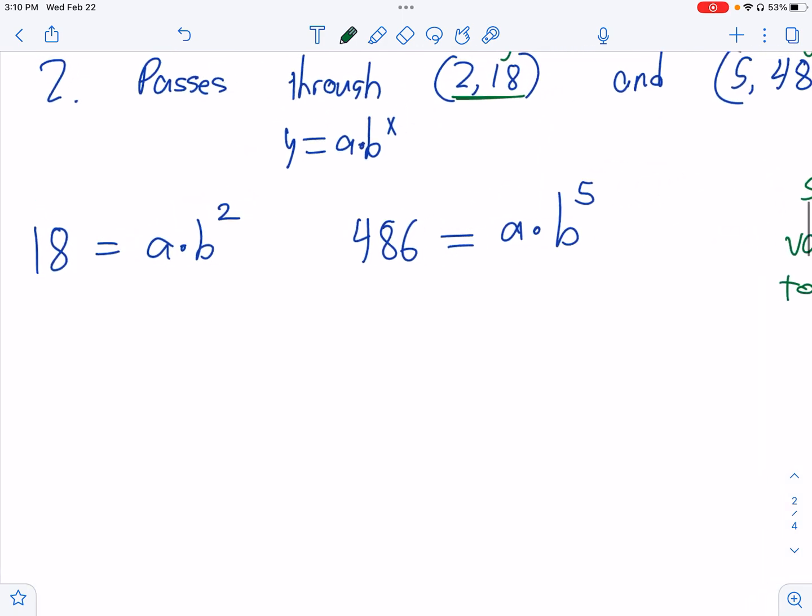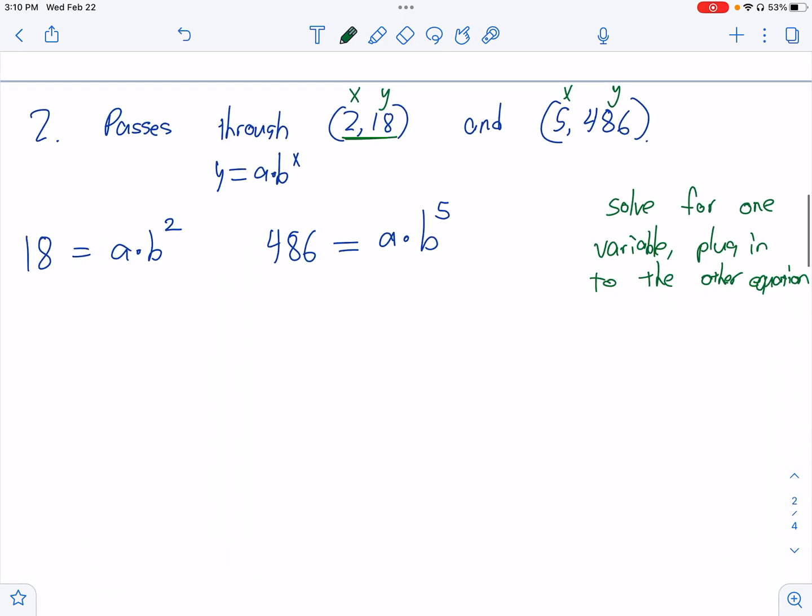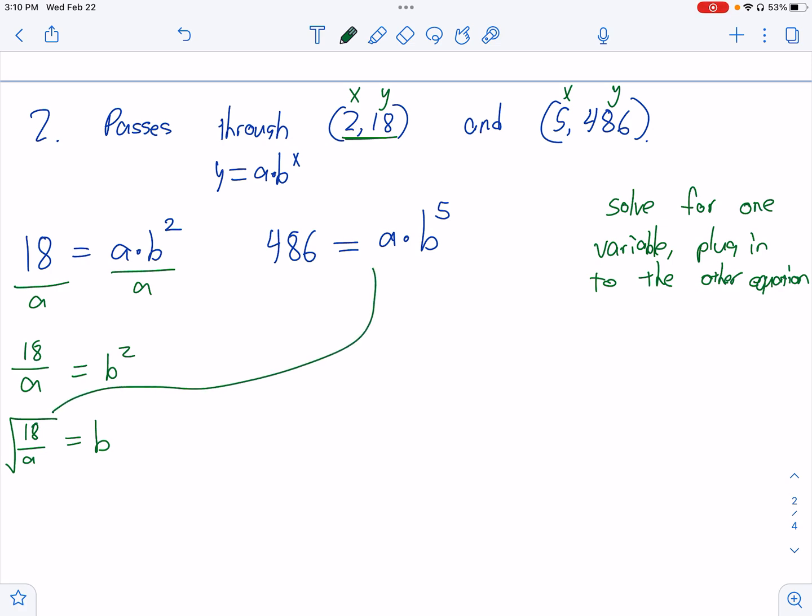But I think to myself, if I isolate b, and I'm going to write this down right now. Now, I don't want you to write this part down because we're going to erase it. But if I solve for b, I have to divide by a first. So then I have 18 over a equals b squared. And then I square root, and I have the square root of 18 over a equals b. And then I would have to take this and plug it in here.